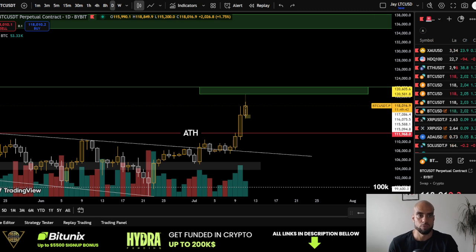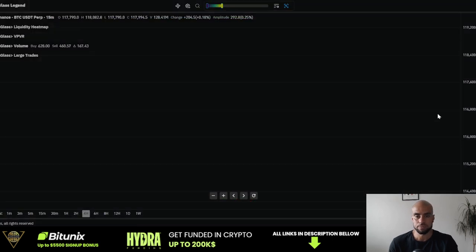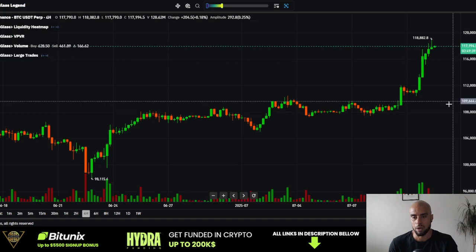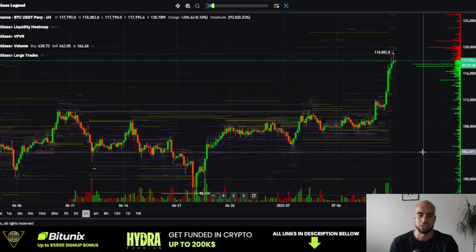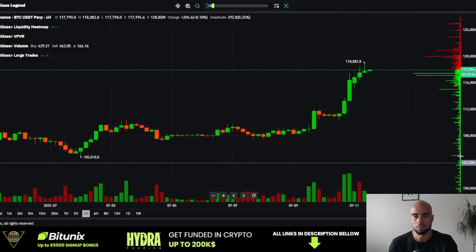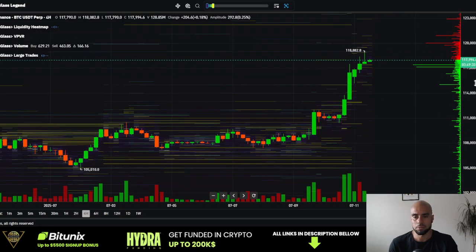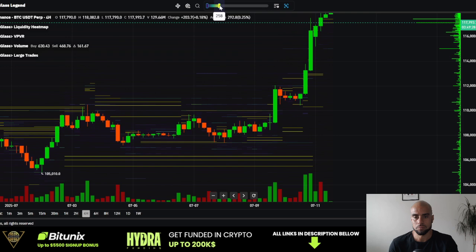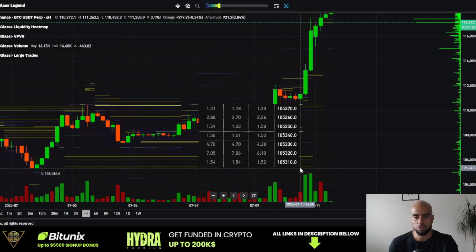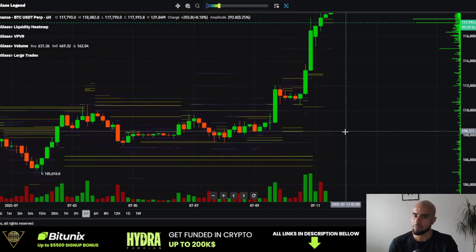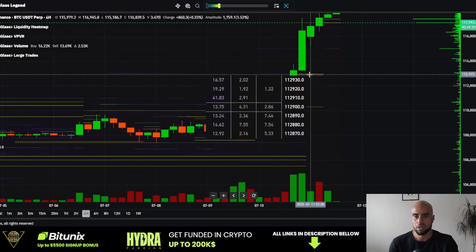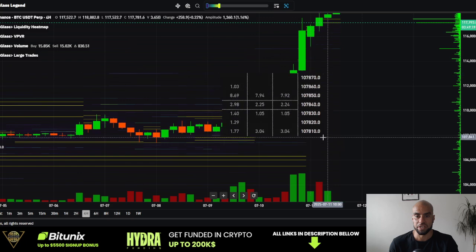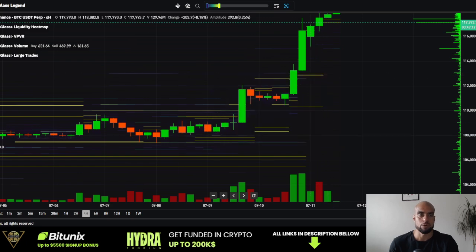Why? Because if we look at the liquidity levels, then we will see also that we have major chunks of liquidity at those levels. Let me see. Here. 105, 106, 107K, major chunks of liquidity. Also here, 112, 113K. So there's a big chance that we pull them back there.